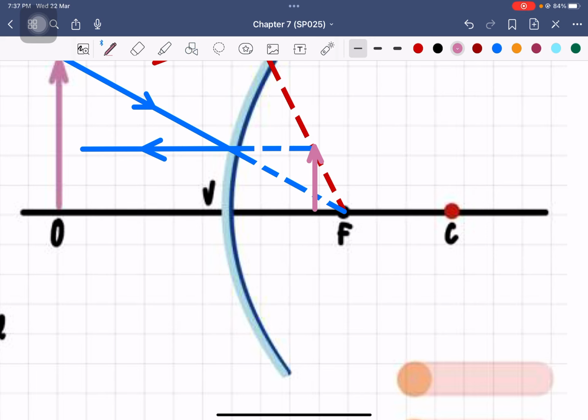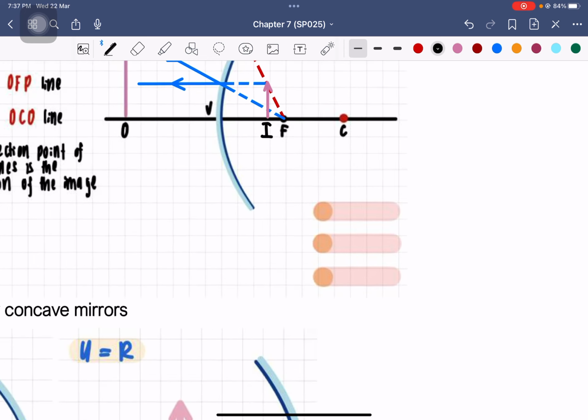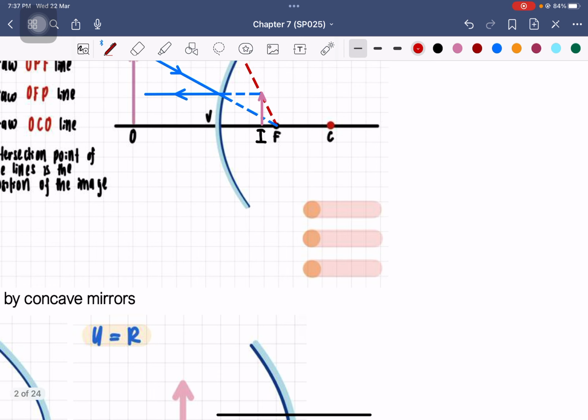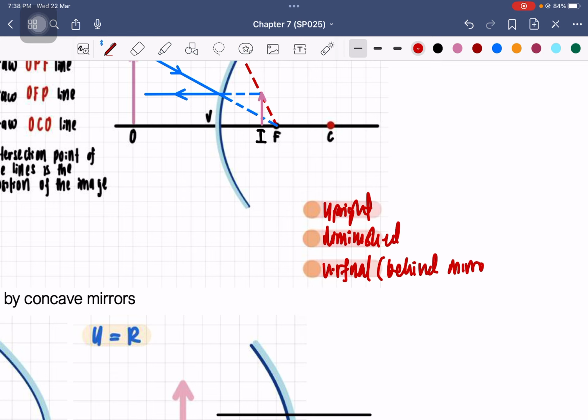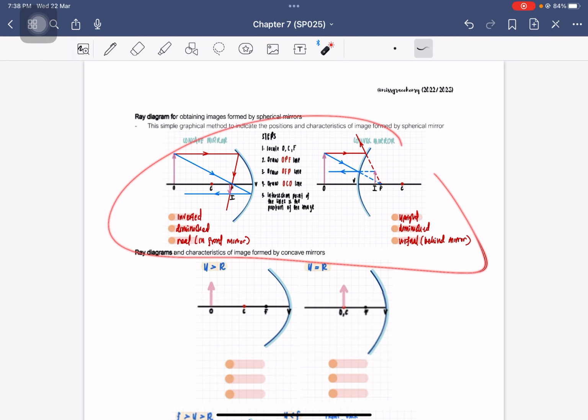Okay, so that is I, and then do the characteristics of the image again. This is the same orientation as the object, so it is, what do we call that, upright. Okay, so this is an upright image. It is smaller, so again it is diminished, and it is formed behind the mirror, so this is a virtual image. Virtual because it is formed behind the mirror. Right. Okay, so these are the only two that I'll be showing how you do.